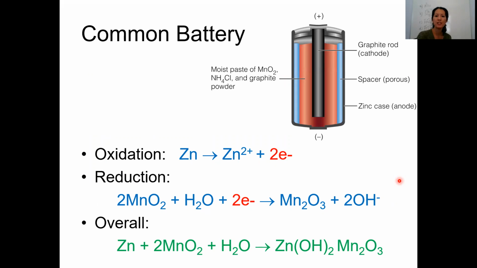Okay, so let me show you just some real applications to this. Here's our common battery. We have manganese oxide paste with ammonium chloride and graphite powder. There's a graphite rod that acts as your cathode. You have a spacer and a zinc case that acts as your anode. So you have these two oxidation and reduction reactions occurring to give an overall reaction here. My whole point in showing this is that in this, you have a transfer of electrons. That's how you generate electricity, the flow of these electrons.